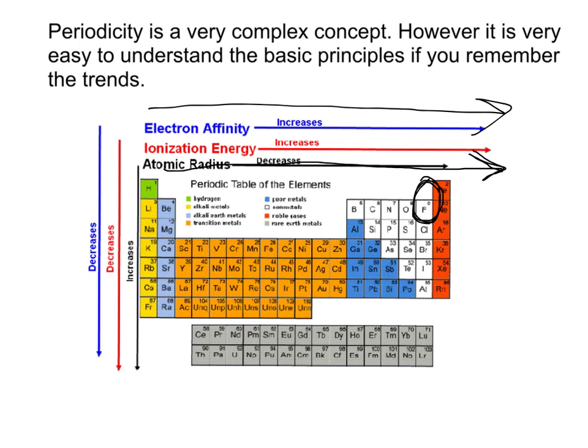Then if we look over here, we can see how things increase in size due to the number of energy levels it has, and will decrease in how much energy it takes to get rid of that electron, because remember, more energy levels down here at the bottom means it's further away from the nucleus, means it's easier to actually take that electron from it, means it's easier to become an ion.